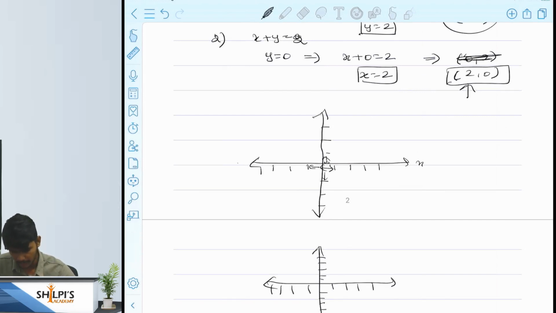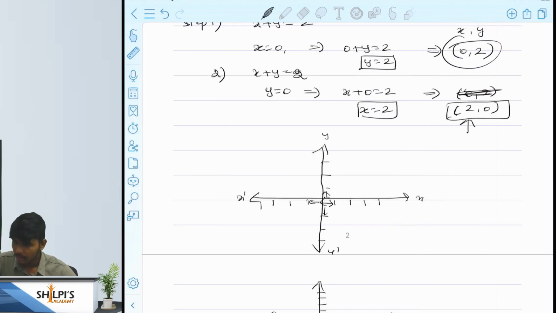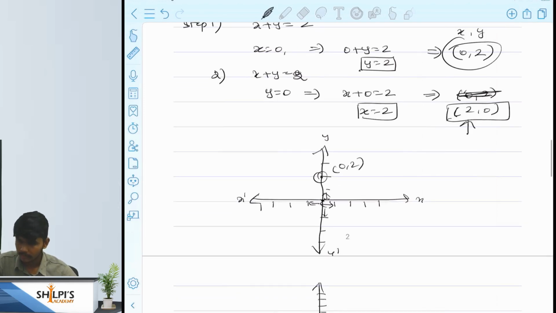This is the positive x axis, negative x axis, positive y axis, negative y axis. 0 comma 2 means it will be here. 0 comma 2. 2 comma 0. In x I want to see 2, so in x it will be here. For 0 it will not go up, so it will be there. So I will get 2 comma 0 here.